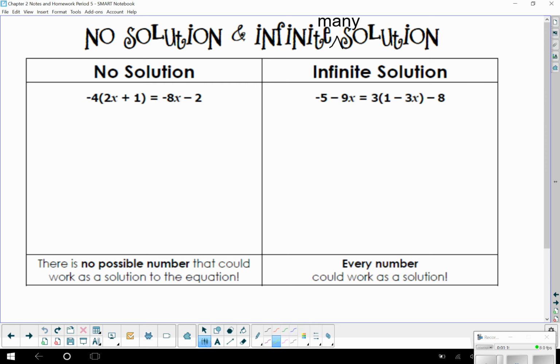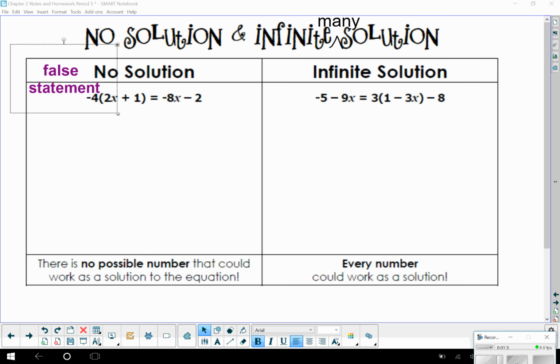No solution means that it's a false statement. So it's a false statement. Infinitely many solutions means it's a true statement.